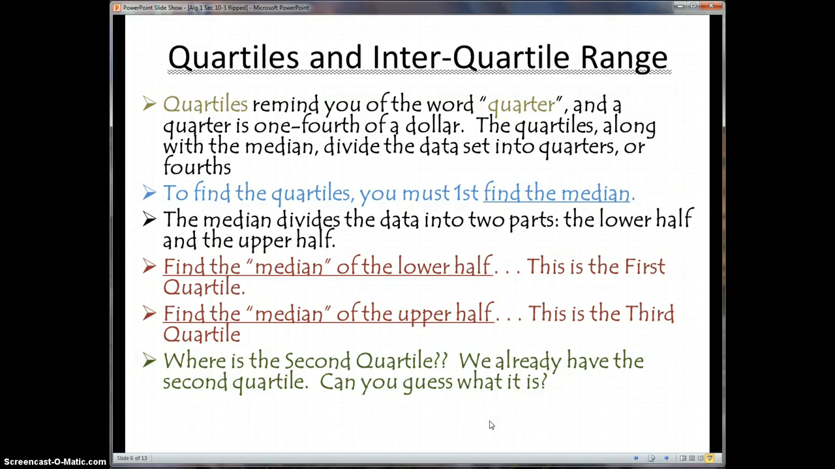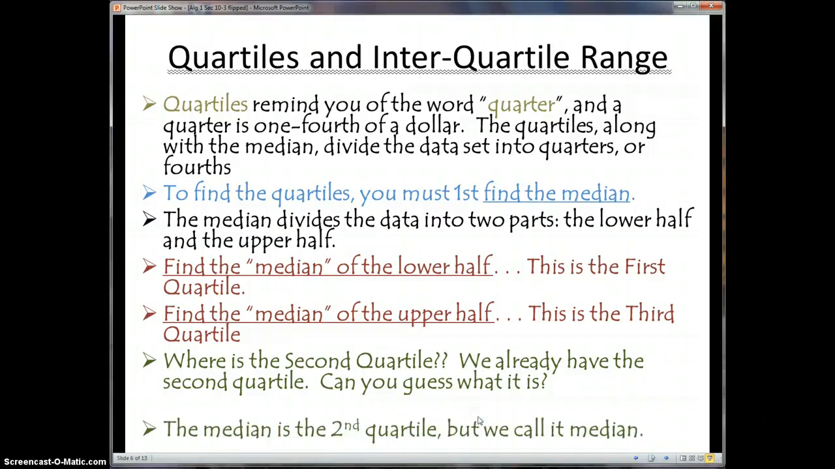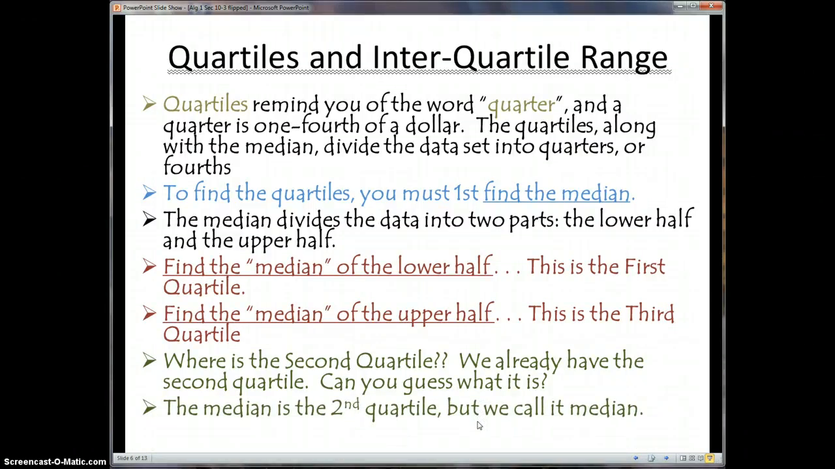Well, we already have the second quartile. Can you guess what it is? Some of you probably already know. The median is the second quartile, but we don't call it second quartile. We call it the median. So the first quartile, the median, and the third quartile divide the data up into fourths.